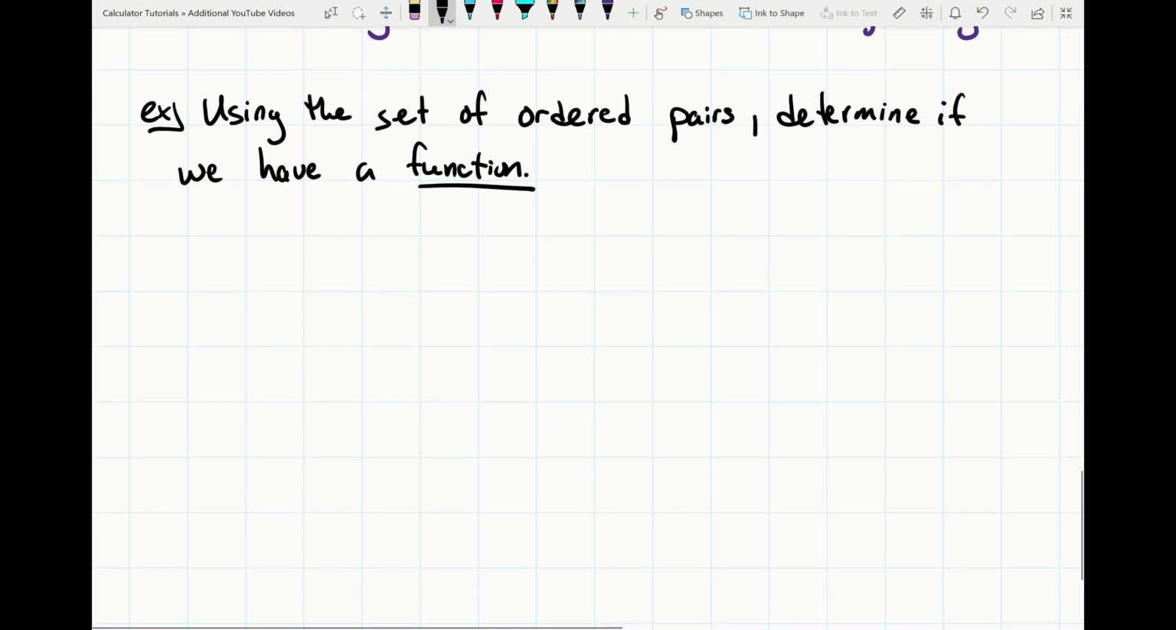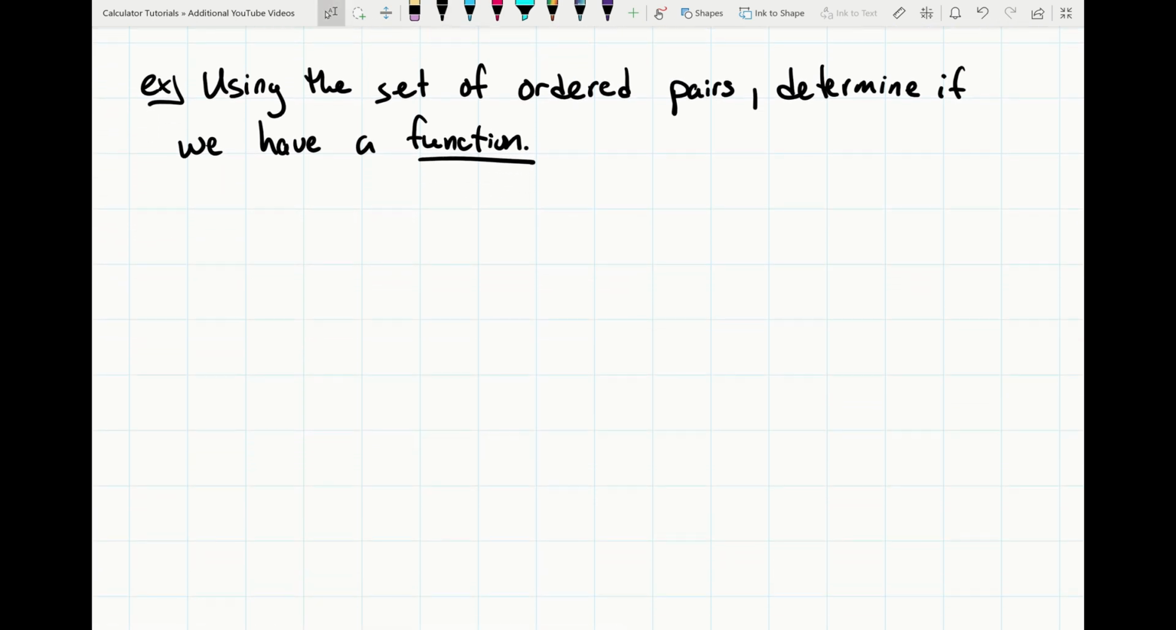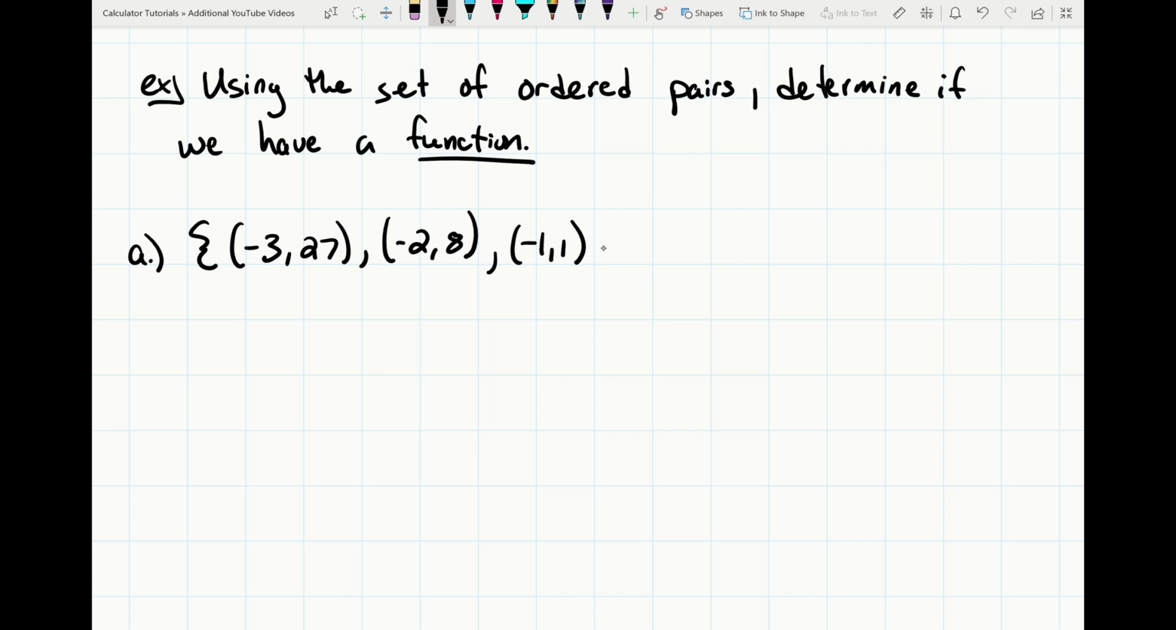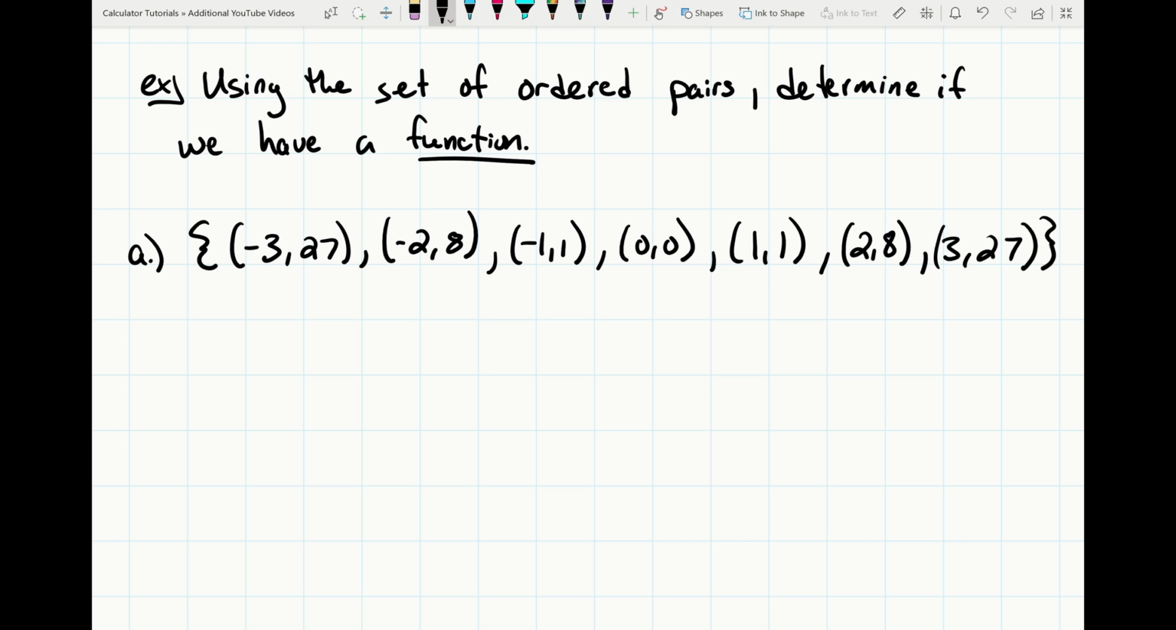So here is going to be our very first example. We have the ordered pairs -3, 27, -2, 8, -1, 1, 0, 0, 1, 1, 2, 8, and finally 3, 27. So a nice set of ordered pairs.